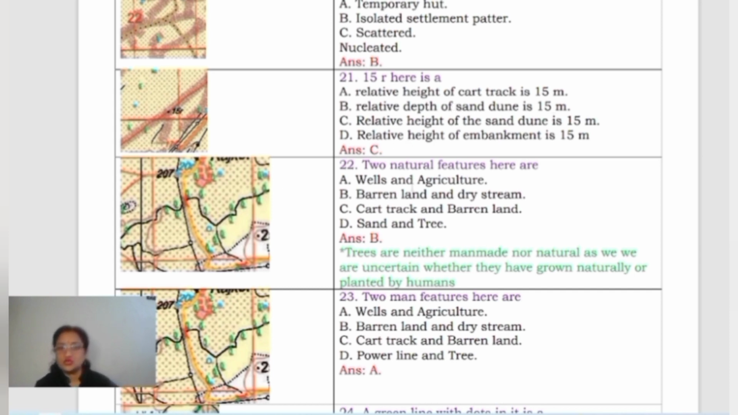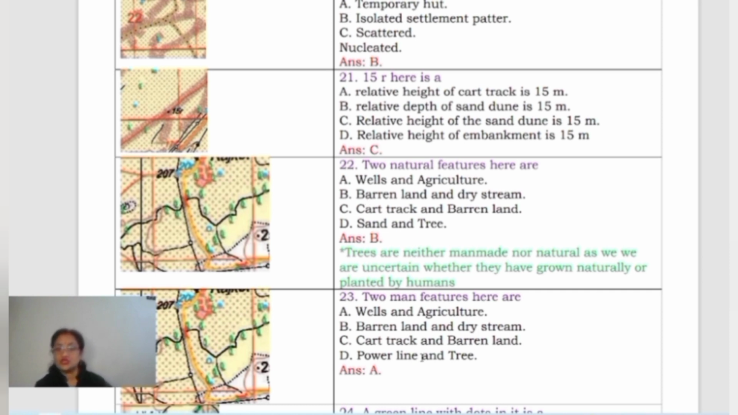Now come to next one. Two natural features here are, wells, agriculture, barren land, dry stream, cart track, barren land, sand and tree. Barren land and dry stream. These are the two natural features you have to mention. Barren land is naturally available, and the dry stream is the seasonal stream which flows through this area. So these are natural features.